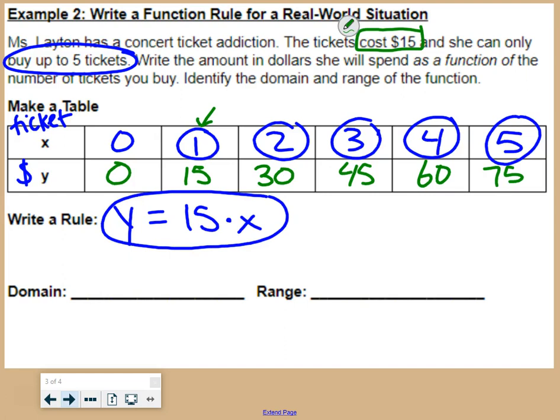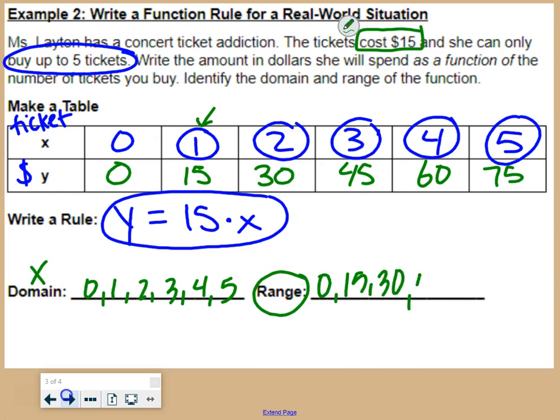Our domain is going to be our x values, which was 0, 1, 2, 3, 4, and 5. Our range is our y values, which is 0, 15, 30, 45, 60, and 75.